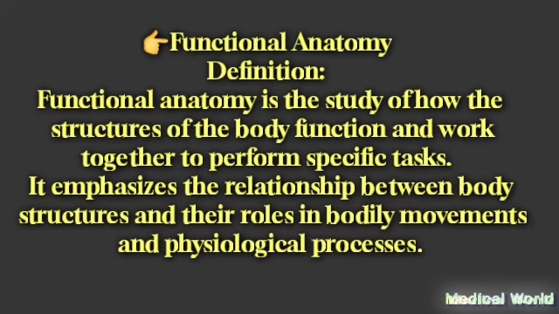Functional anatomy. Definition: functional anatomy is the study of how the structures of the body function and work together to perform specific tasks. It emphasizes the relationship between body structures and their roles in bodily movements and physiological processes. In simple words, functional anatomy is about understanding how different body parts, like muscles, bones, and organs, work together to help the body do its jobs, like moving or breathing. Explanation with examples. Functional anatomy helps us understand how muscles and bones work together during movements like walking or lifting.